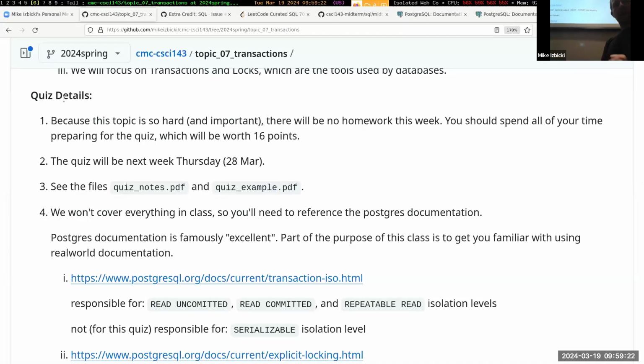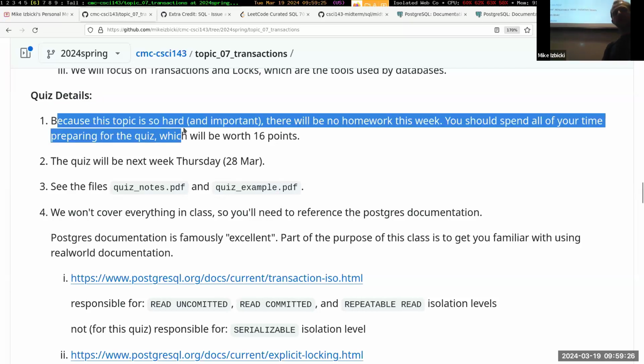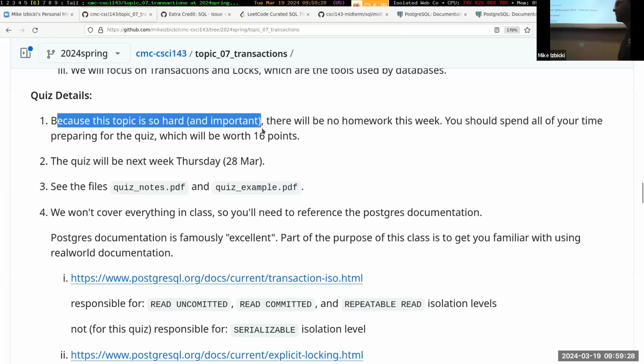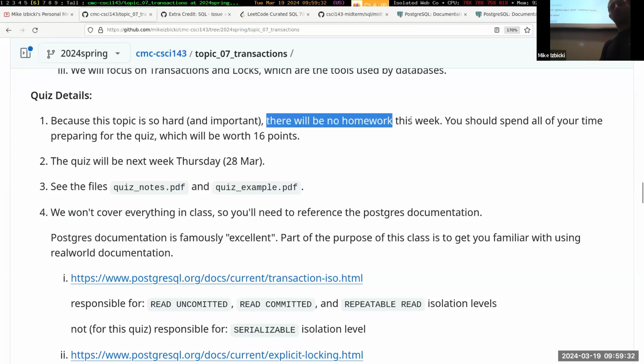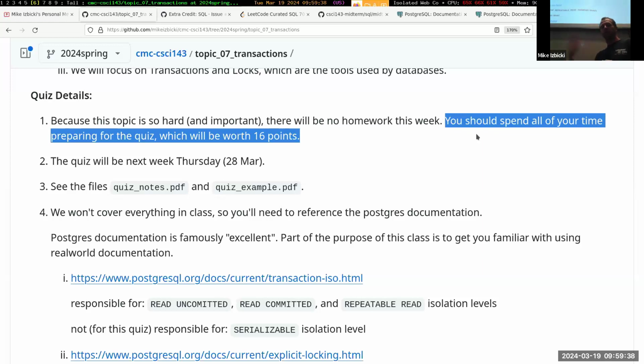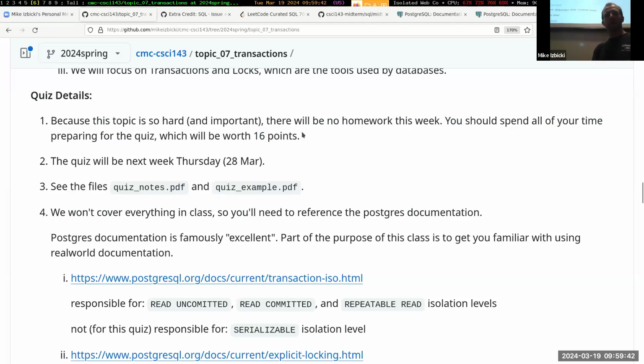Okay, again, back over high-level overview details. Because this topic is so hard and important, widely considered the hardest topic in computer science, you're not going to have homework this week. Your only responsibility this week for this class is preparing for the quiz next week, which will be worth 16 points instead of 8 points. Again, quiz next week, Thursday, not next class period, but a week from next class period.